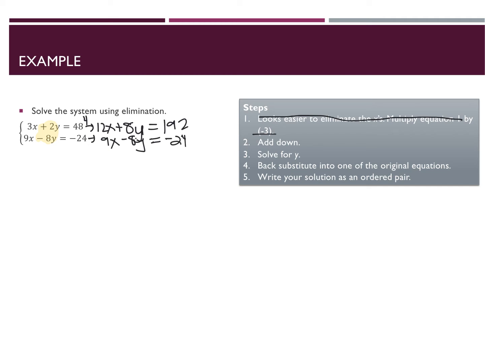Okay, so if we look at our steps, the next thing we'll do is we'll add down. So we know 12x plus 9x is 21x. The y's cancel out. And 192 minus 24 is 168. And notice the next thing we'll do is we'll solve for x. So we divide by 21. And we do get x to equal 8.